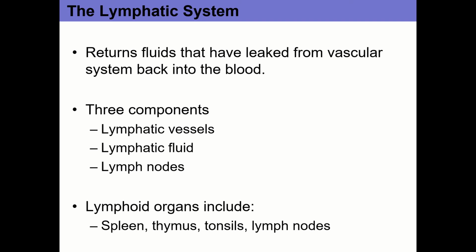Other lymphoid organs: the thymus, which is in your neck, the tonsils, and you've got several different sets of tonsils. If you're like me, you probably think of the tonsils as the things at the back of your throat, which they are. Those are tonsils, but there are more than that. And then we also have the lymph nodes that we talked about.